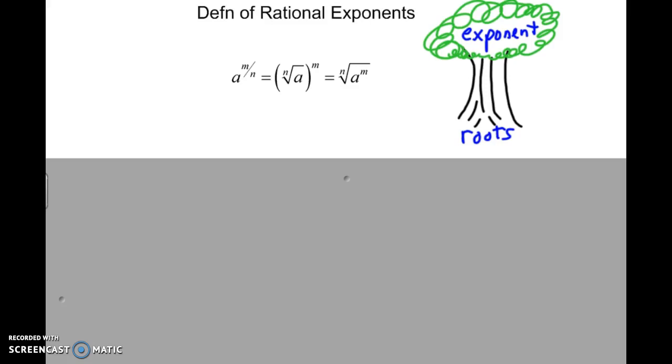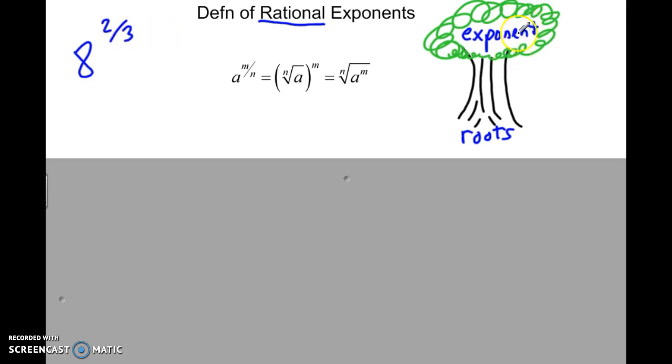Okay, so we're finally to rational exponents. When we say rational, we mean fractional exponents, like we're going to see things like 8 to the 2/3 power. So that's actually an exponent there. And the hard thing is to know, well, which one is the power and which one's the root?